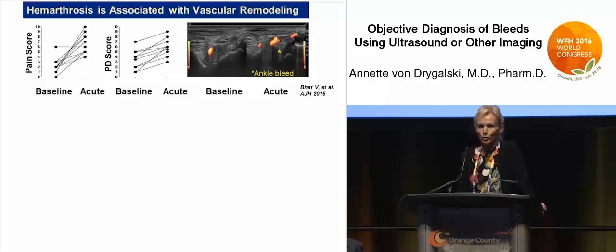Because hemarthrosis is associated with vascular remodeling. And you see here 10 patients presenting at baseline with somewhat abnormal pain scores, but not too bad, and then having excruciating pain, presenting with proven bleeding episodes. During these proven bleeding episodes, you can see that the power Doppler signal that's already somewhat abnormal at baseline is increasing dramatically, depicted here in this example in the ankle.